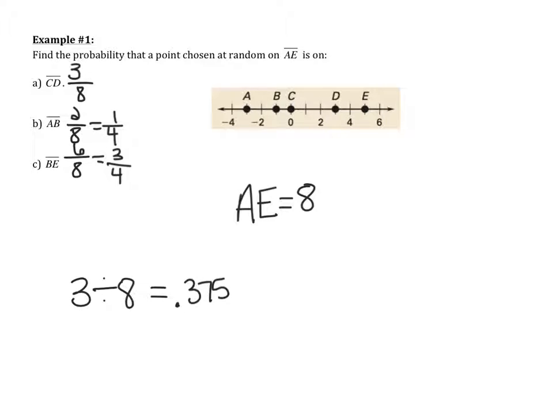0.375, and then to change that to a percent, I just move the decimal point 2 places to the right, which is equivalent to multiplying by 100, so I would have 37.5%. So just pay attention to the instructions on whether to leave your answer as a fraction, a decimal, or to change it into a percent.